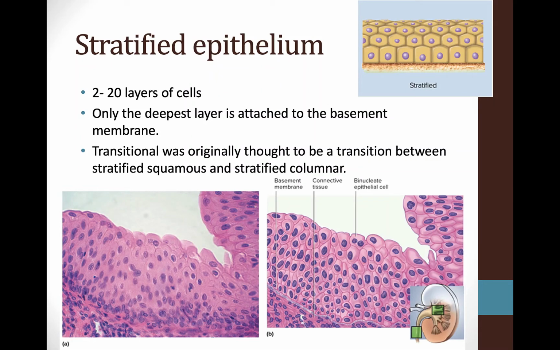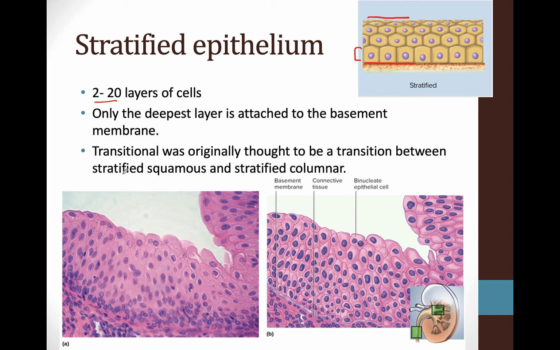Stratified epithelium are going to be defined by the fact that they have more than one layer. So a stratified epithelium can have anywhere from 2 to 20 or more layers of cells. What this looks like is that the first layer of cells is going to be connected to this basement membrane at the bottom, and then there's going to be continued layers of cells on top of that. Only the top layer of cells up here will be open to the external surface.